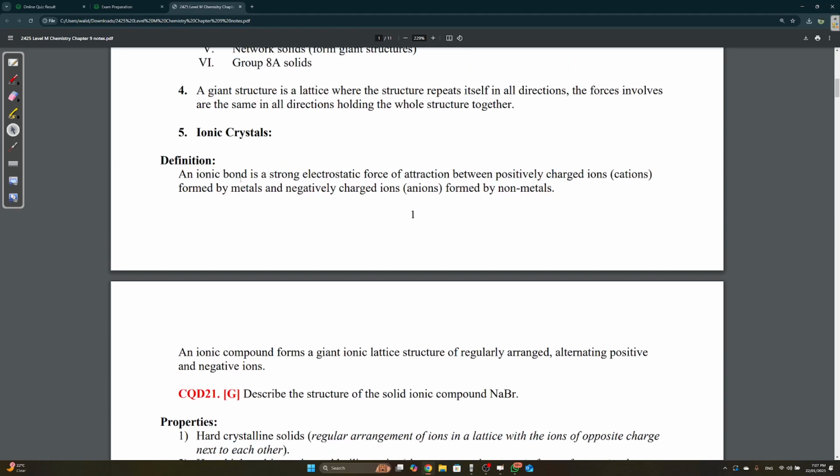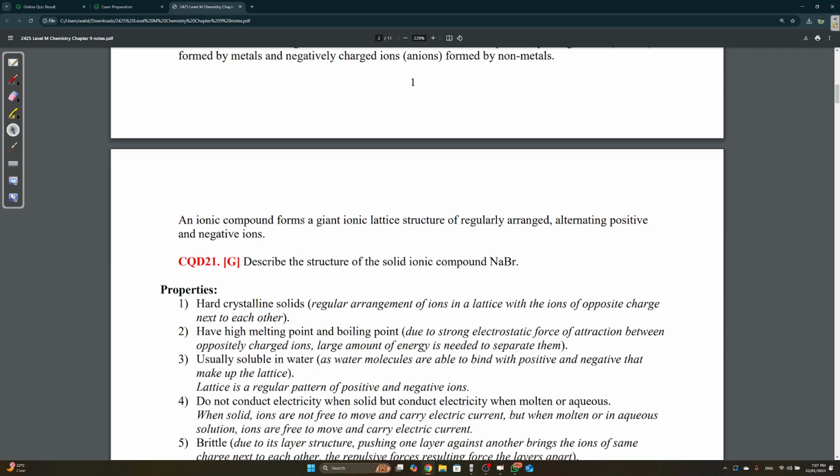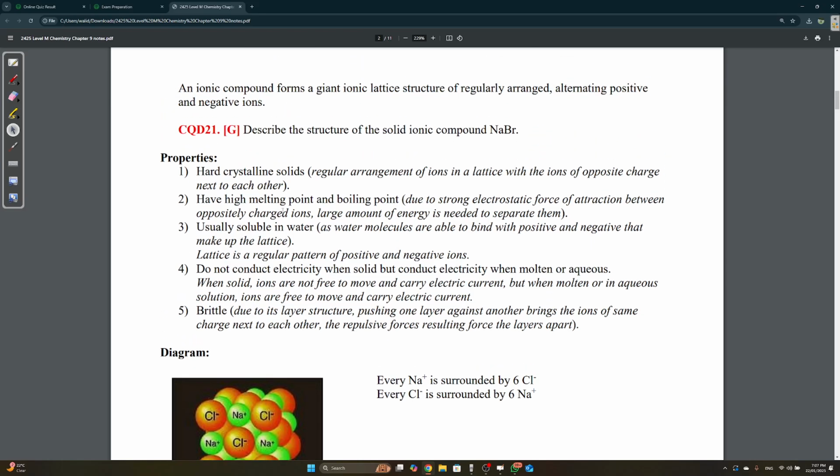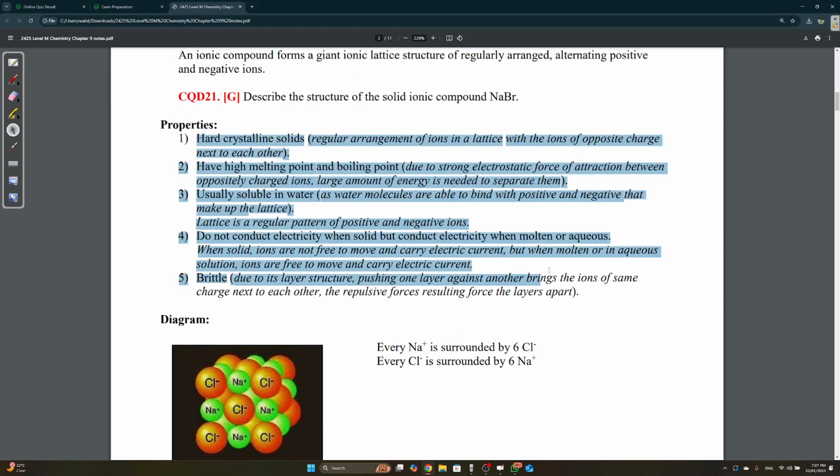Okay, what is an ionic bond? You need to know this. It's a strong electrostatic force of attraction. Why? Because you have positive ions and negative ions. What happens when you have positive and negative? You get electrostatic force. That's what it means, electric force. An ionic compound forms. You need to memorize these. Okay, read over this, pause and read.